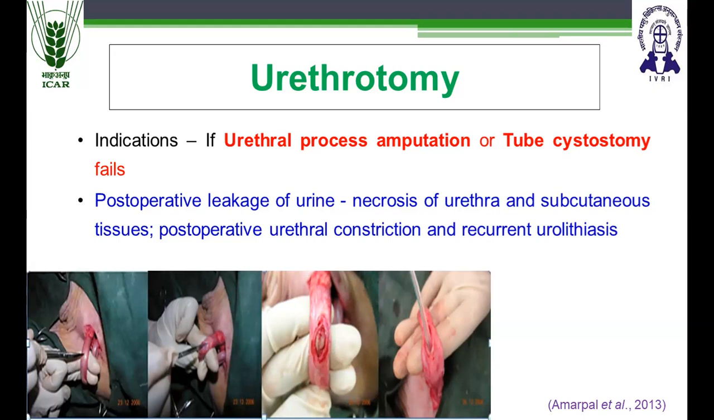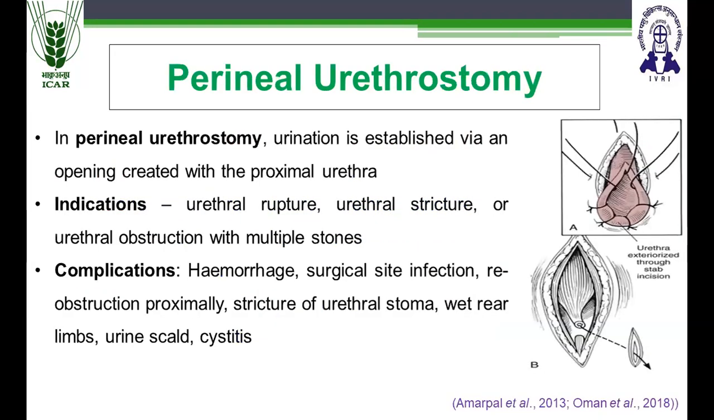Perineal urethrostomy. It is a salvage technique. It is the ultimate permanent method, wherein urination is established by an opening created on the proximal urethra. We are creating a permanent opening in the urethra in the perineal region and fixing it to the skin in that region. It is indicated wherein the urethral process amputation, or the tube cystostomy and bladder marsupialization, or the urethrectomy, all these procedures fail. And in cases where there is urethral rupture, urethral stricture, or urethral obstruction, it is the ultimate technique and it is a salvage technique.